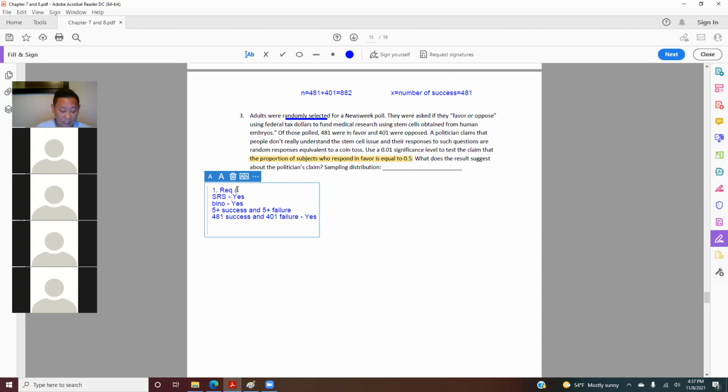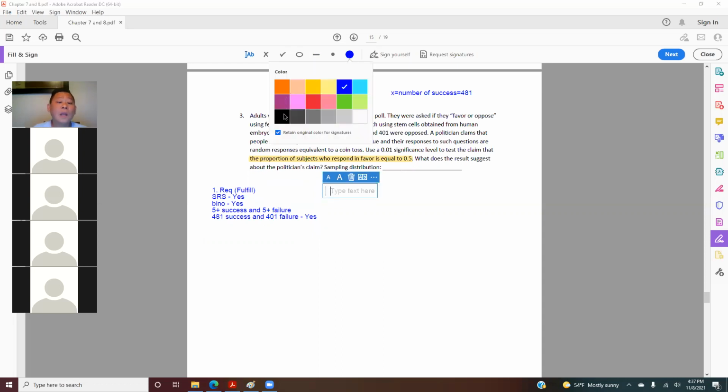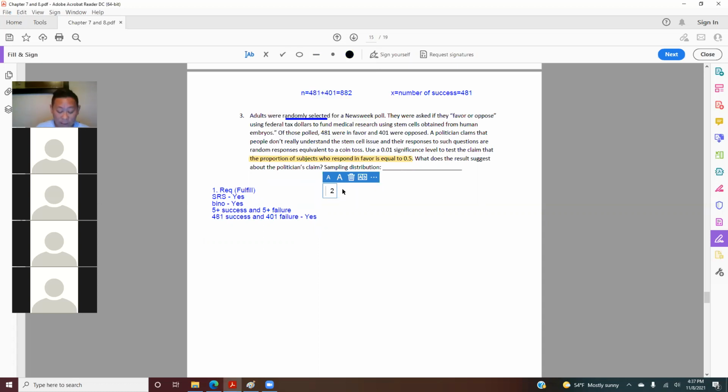So in this case, the requirement does fulfill. Okay, so this is how you do your requirement check. The second one we have to do here is your hypothesis statement. The hypothesis statement is where your P, your H0 and H1 or HA. So in this case, P is equal to 0.05.